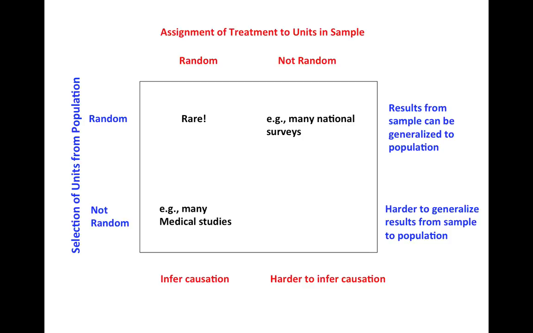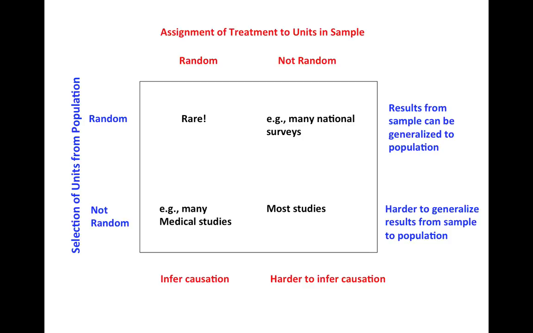So in those cases, it's hard to generalize the results to the population of people that we really care about, all the people with a particular disease, but we can say something about whether the drug had a causal effect, whether it caused the people to do better for the type of person who did participate in the study.